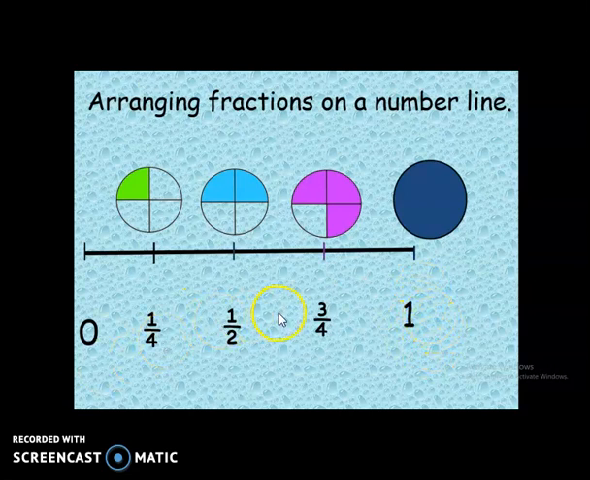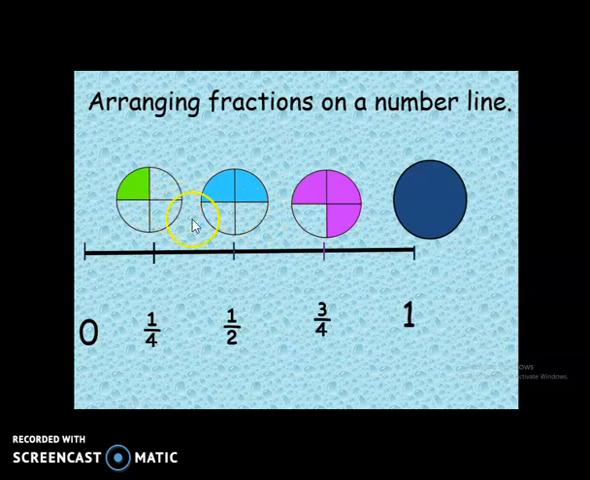So when you're arranging, you arrange from the smallest to the biggest. You can see 0 is the smallest number followed by a quarter. A quarter is the smallest of them all because when you look at the shaded part, only this one part has been shaded. That means it is the smallest, okay? Then when you look at this circle, you can see half of it has been shaded. So from a quarter to half, okay? Half is bigger than a quarter, okay?